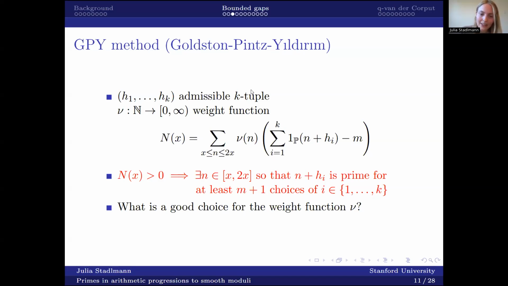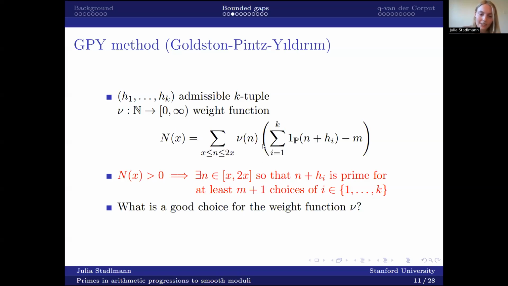And Goldston, Pintz, and Yildirim themselves, they constructed a weight function which was good enough to show this when the exponent of distribution of the primes was bigger than 1/2, but it wasn't good enough when it was less than 1/2, which is the current state of the Bombieri-Vinogradov theorem. And so we're asking what's the best choice of weight function nu here?